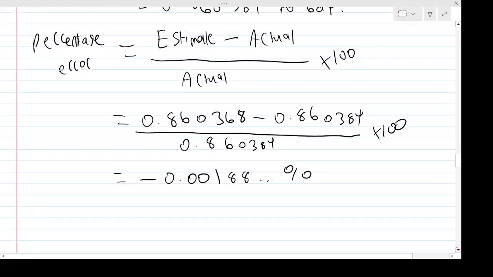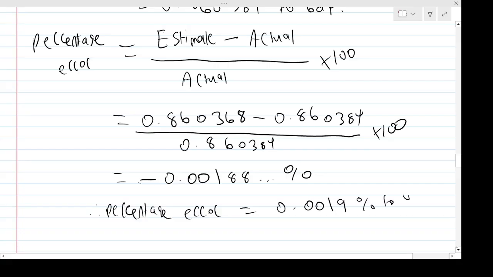Now, again, if it's a negative, I can just get rid of it. I don't really care. But I guess I should round it. Let's say to 4 decimal places, shall we say? So therefore, percentage error is 0.0019 percent to 4dp. Okay, there we are then.